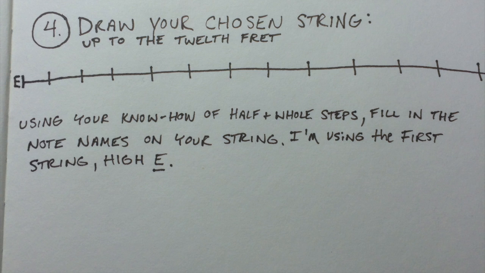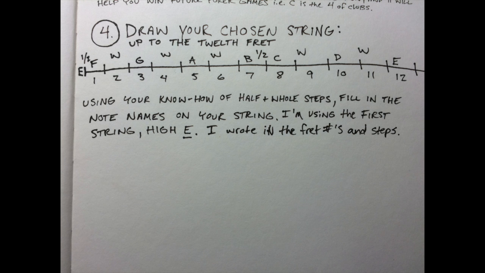Step 4, I'm actually going to draw a picture of the string I'm using, which is my high E string, all the way up to the 12th fret. Once I've done my drawing, I'm going to use my knowledge of half and whole steps to actually fill in the note names. Here's a picture of my completed string map showing the note names, half and whole steps, and fret numbers underneath. Now it's a good idea to get your guitar and see if you can actually play this stuff.